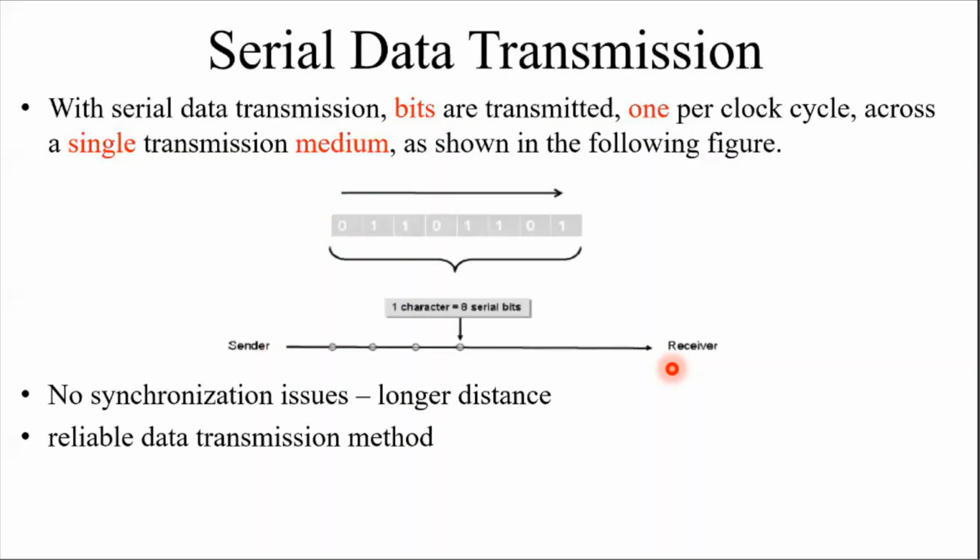Another advantage of serial data transmission is that by using a single transmission medium or wire, it reduces the cost when it is implemented in the network. However, it also slows down the speed of transmission when we use the serial data transmission technique. Let us see how.